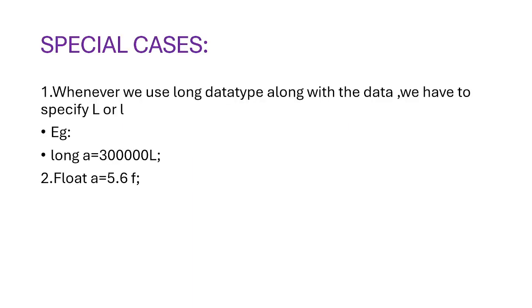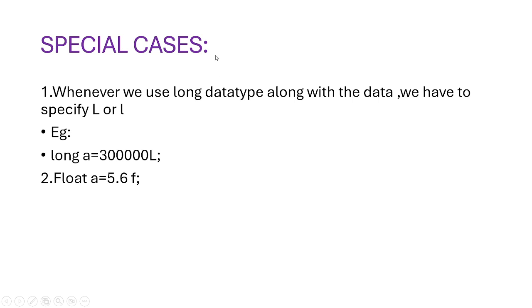Here we have special cases. Whenever we use the long data type, along with the data we have to mention capital L or small l. So this is a variable, a is a variable, and this is long data, and along with the data we have to mention capital L or small l. Otherwise the compiler will consider this as an integer, and then it will give you an error, because an integer will store only a certain range.